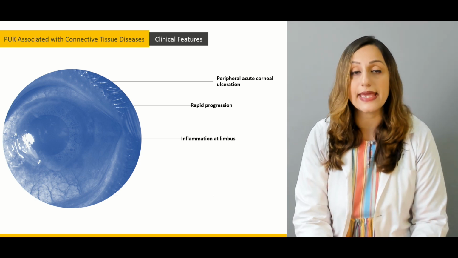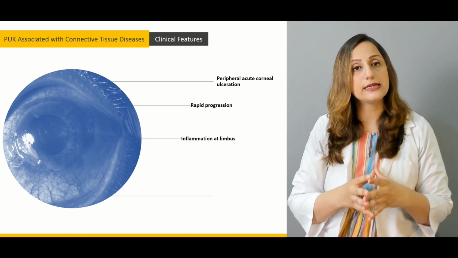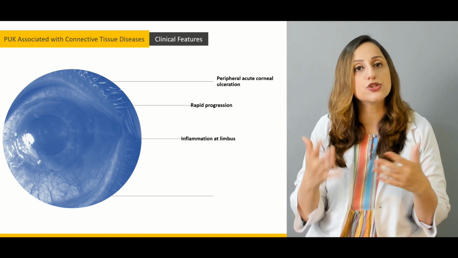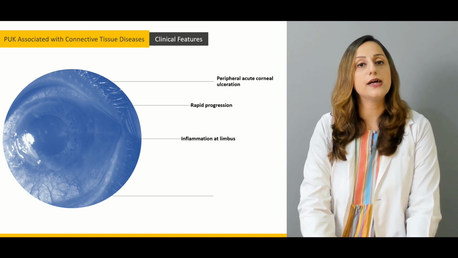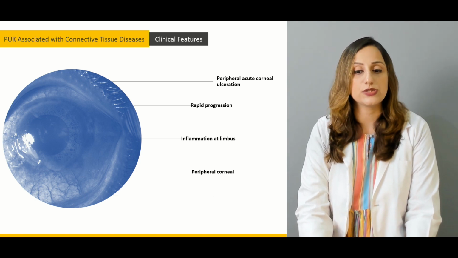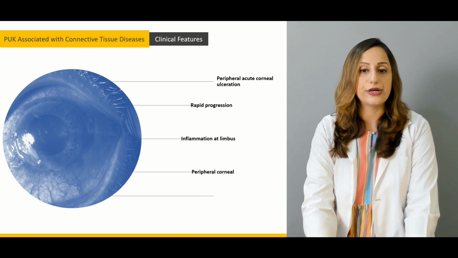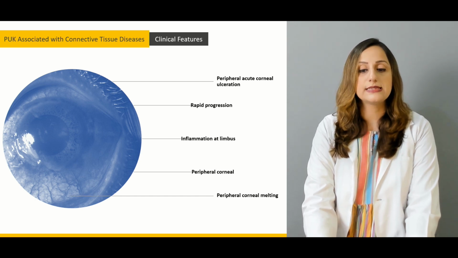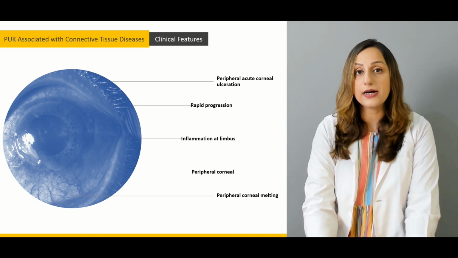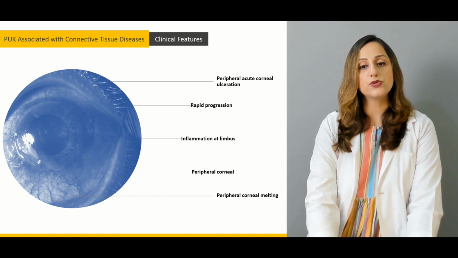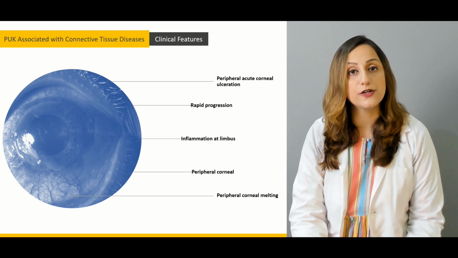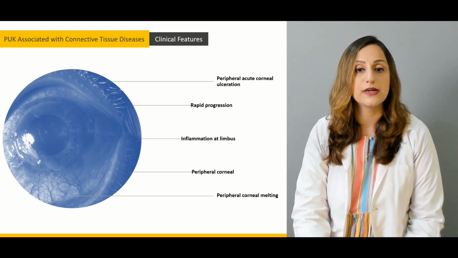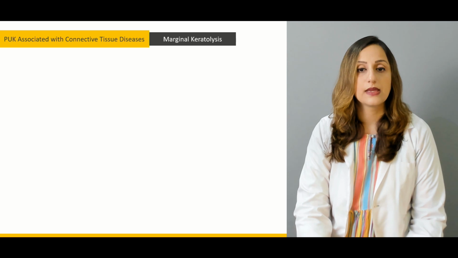So limbus is the area that is subjacent to the conjunctiva, and that is more prone to the development of peripheral ulcerative keratitis in these patients. Finally, we have the peripheral corneal ulcerations, the peripheral corneal melting phenomena observed in these patients. So these would be the signs that you would observe in a patient of peripheral ulcerative keratitis.